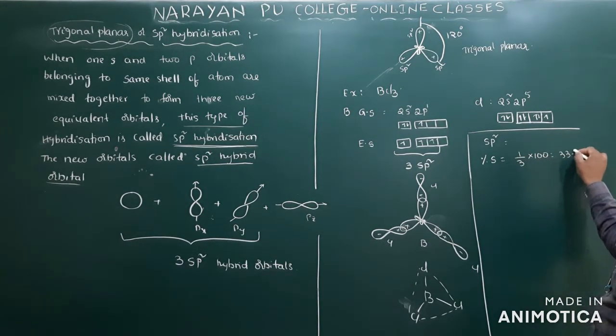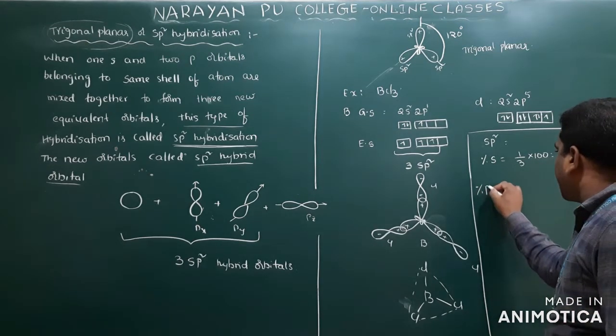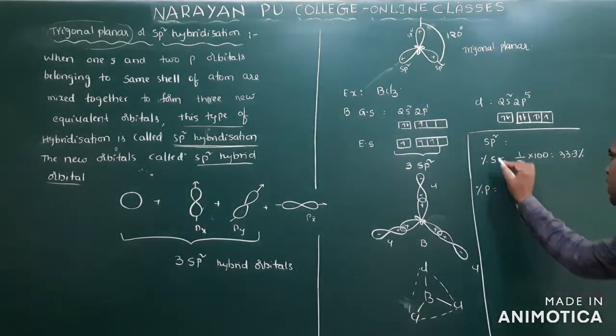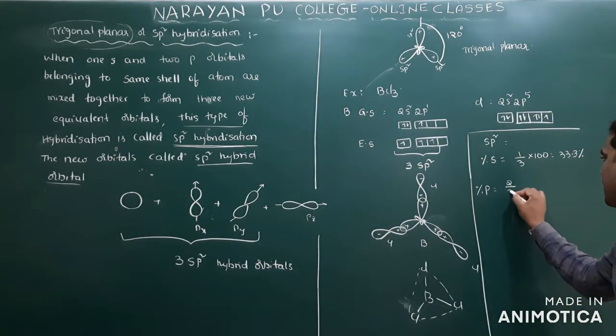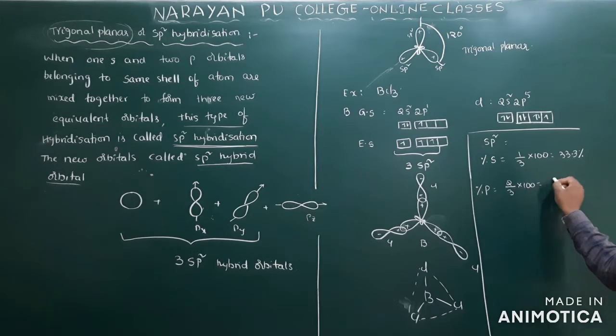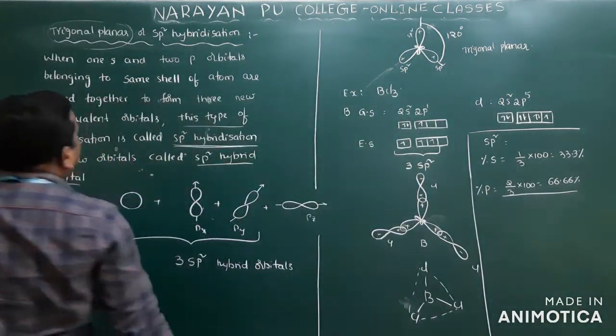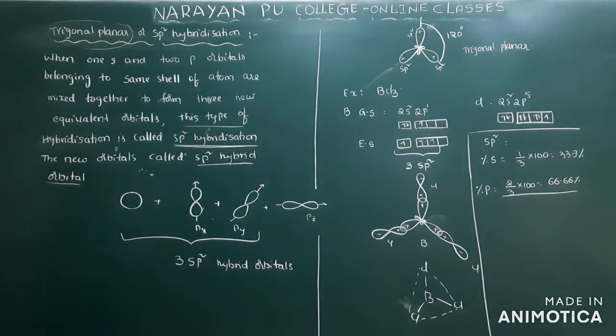Almost 33.3%. What is the p character? The percentage of p character of each hybrid orbital. How many p orbitals are there? 2, out of total 3, into 100. Almost 66.66%. And this is about sp2 hybridization, as marked here.